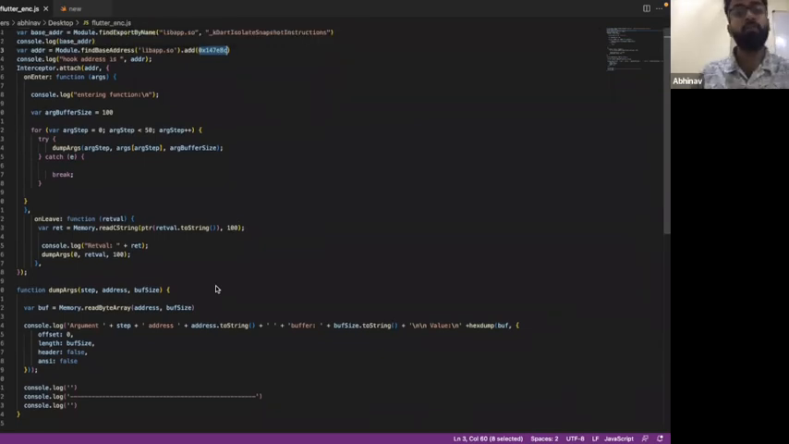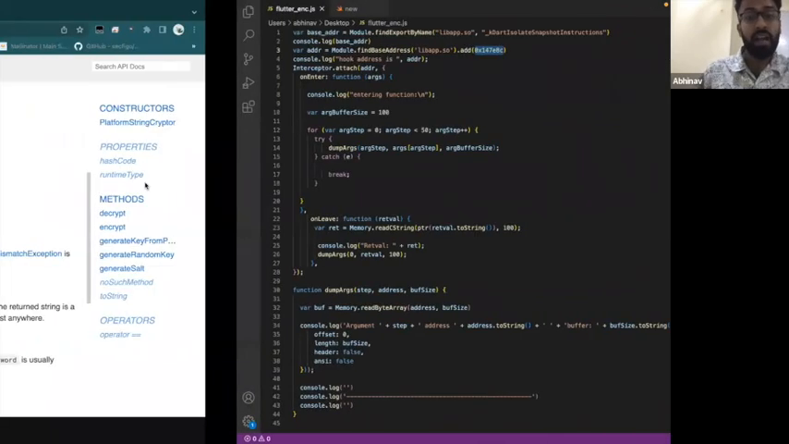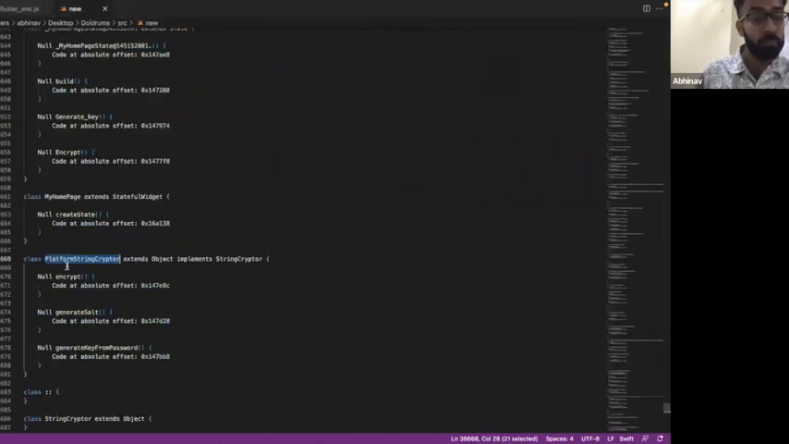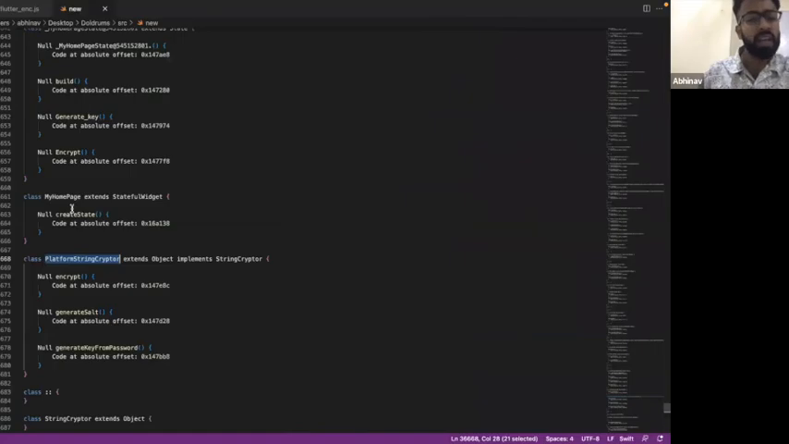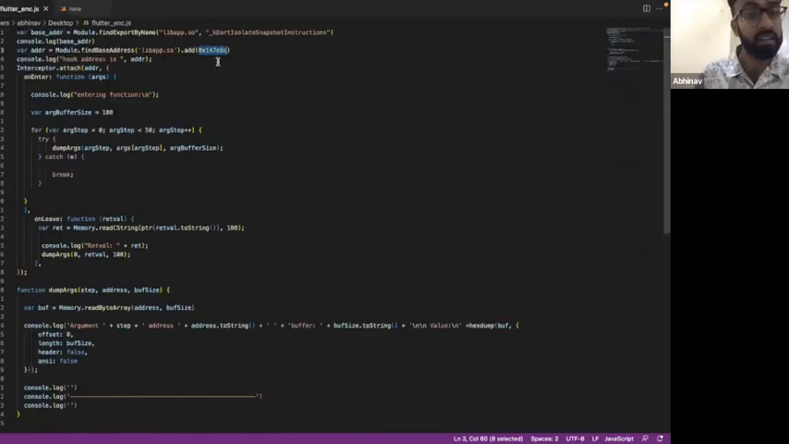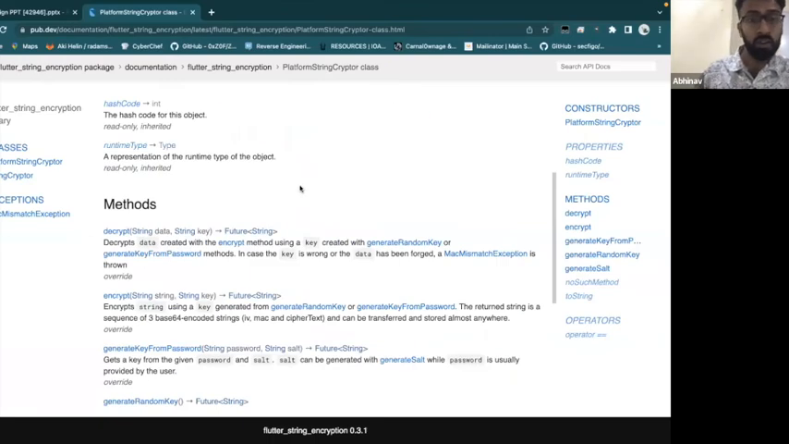So we have a function. If you provide it with any address, if there is a function at that address, it will print its arguments and its return value. Now we have written this, and we know that encrypt at platform string crypter uses two arguments. One is the string and one is the key. So can I hook into this and see if I can get the encryption key here? We can try that. We will go back to terminal.